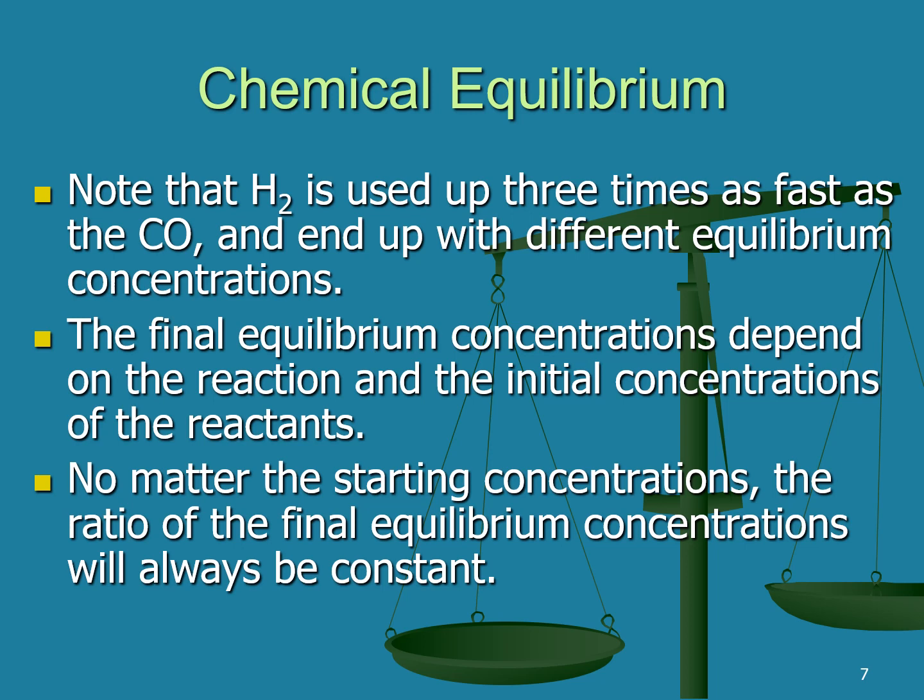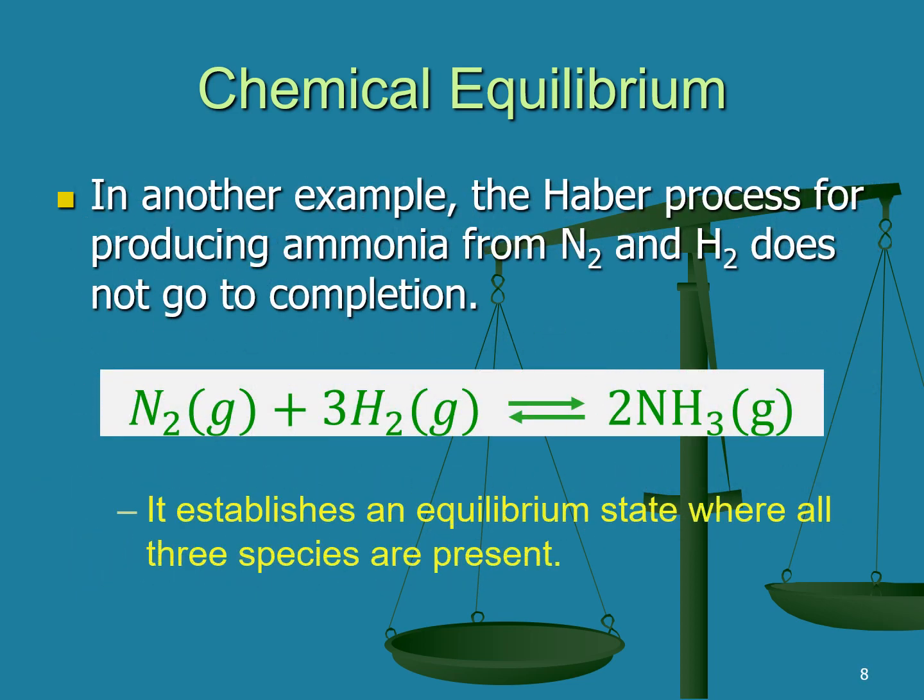So no matter the starting concentrations, it turns out the ratio of the final equilibrium concentrations will always be constant. So that's where we're going. So, all right, in another example, nitrogen and hydrogen are reacted to give ammonia. This reaction also does not go to completion.